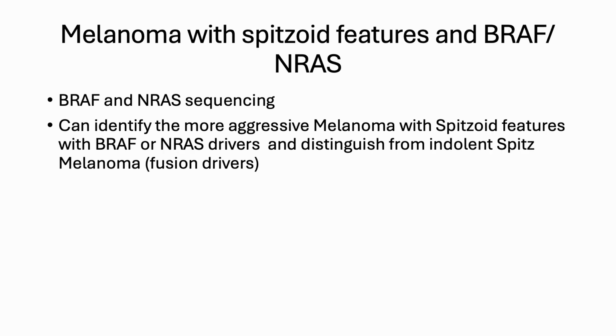So the next subject within melanoma is melanoma with spitzoid features. And this is a recently described entity which looks like a Spitz melanoma histologically, but does not have Spitz drivers and actually has BRAF or NRAS drivers. And the importance of this entity is that they behave much more aggressively than a Spitz melanoma, which has actual Spitz drivers. So these can potentially be identified by BRAF or NRAS sequencing.